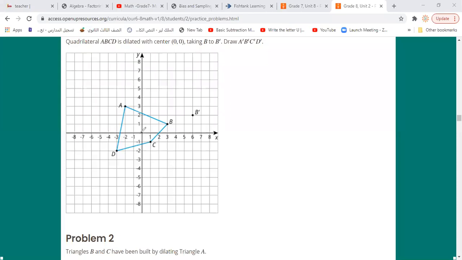Then we said that B was 3 units and B prime 6 units from the axis. Then it will be 6 divided by 3 equals 2. If we want to use the y-axis, will it give us the same answer for the scale, or will it give us a different scale?